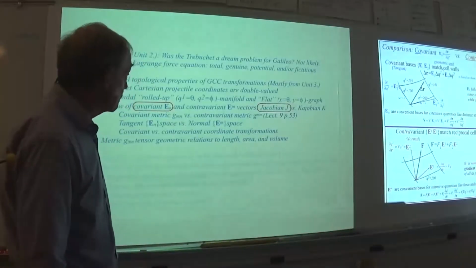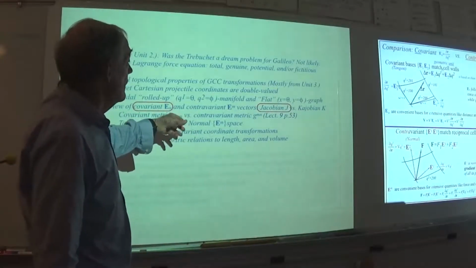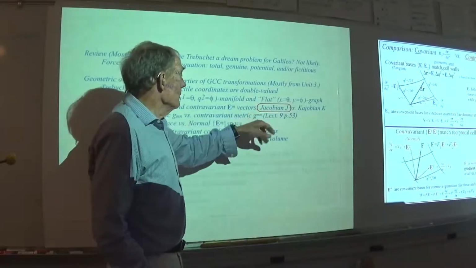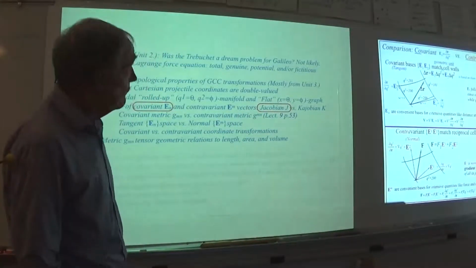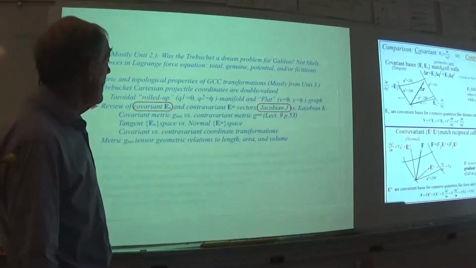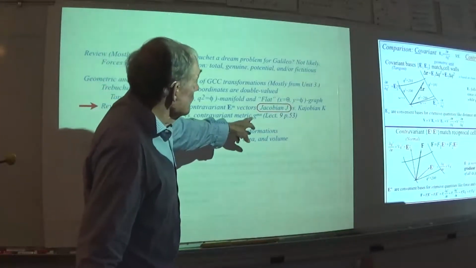Now we're going to do, as I say, both the covariant vectors coming from the Jacobian, and then we'll do the contravariant vectors coming from the inverse of the Jacobian, or Cajobian, and also develop both the covariant and the contravariant metric.